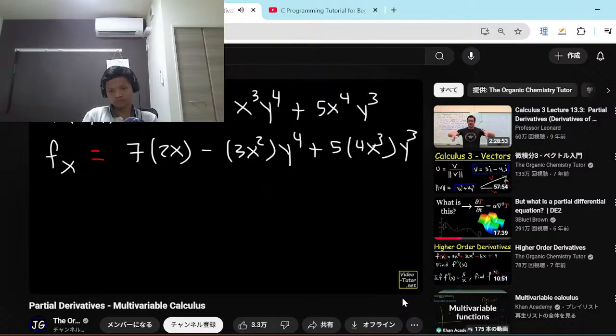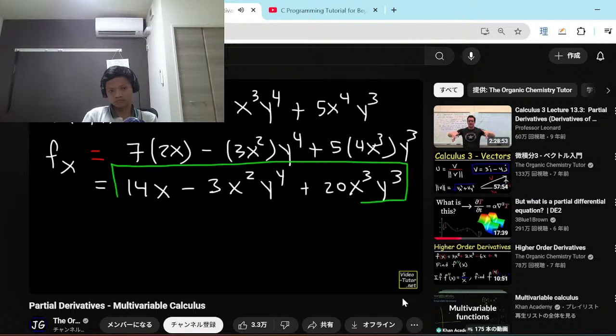Treat x as a variable, and any other variable treat it as a constant. So this is equal to 14x minus 3x squared y to the fourth plus 20x cubed y to the third. So that's the answer. That's the first partial derivative with respect to x.